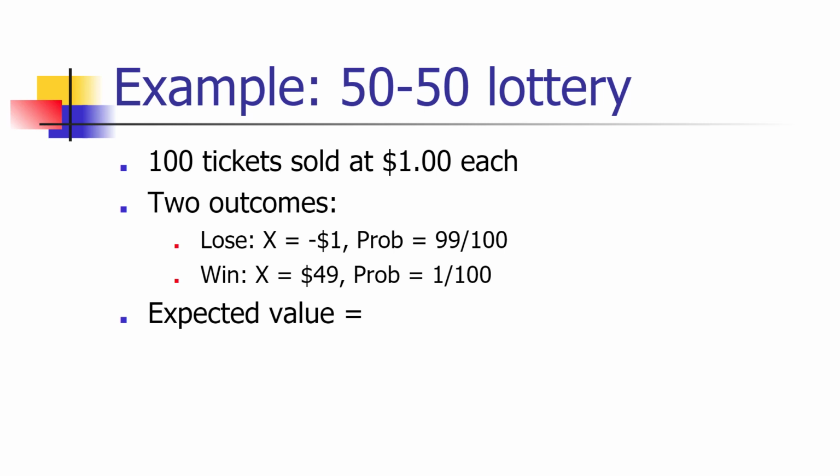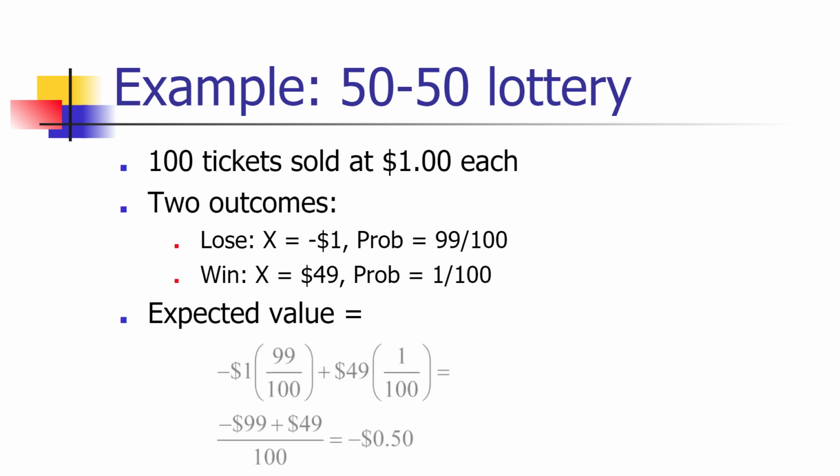So now let's compute that expected value. We take each outcome, we weight it by the probability of observing it, and in that case we get the value of -1 times 99 out of 100, which is x times f of x, plus 49 times 1/100th. And when we do that, we get a -99 plus 49 in the numerator, 100 in the denominator, which becomes a -50 over 100, or a loss of 50 cents. So on average, every time you spend $1 participating in a 50-50 lottery, you're going to lose 50 cents, which makes sense since half of the money is going to the organization that sponsors the lottery.